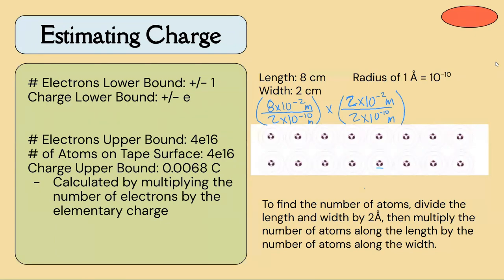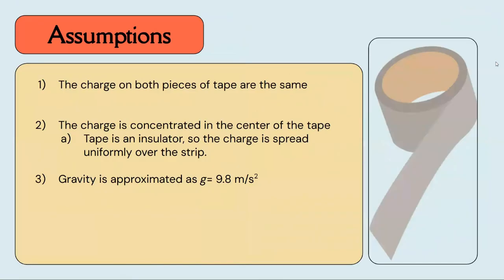Some of the assumptions that we made for our experiment. Number 1. The charge on both pieces of tape are the same. 2. The charge is concentrated at the center of the tape. But tape is an insulator, so the charge is spread uniformly over the strip. Gravity is also approximated to be 9.8 meters per second.